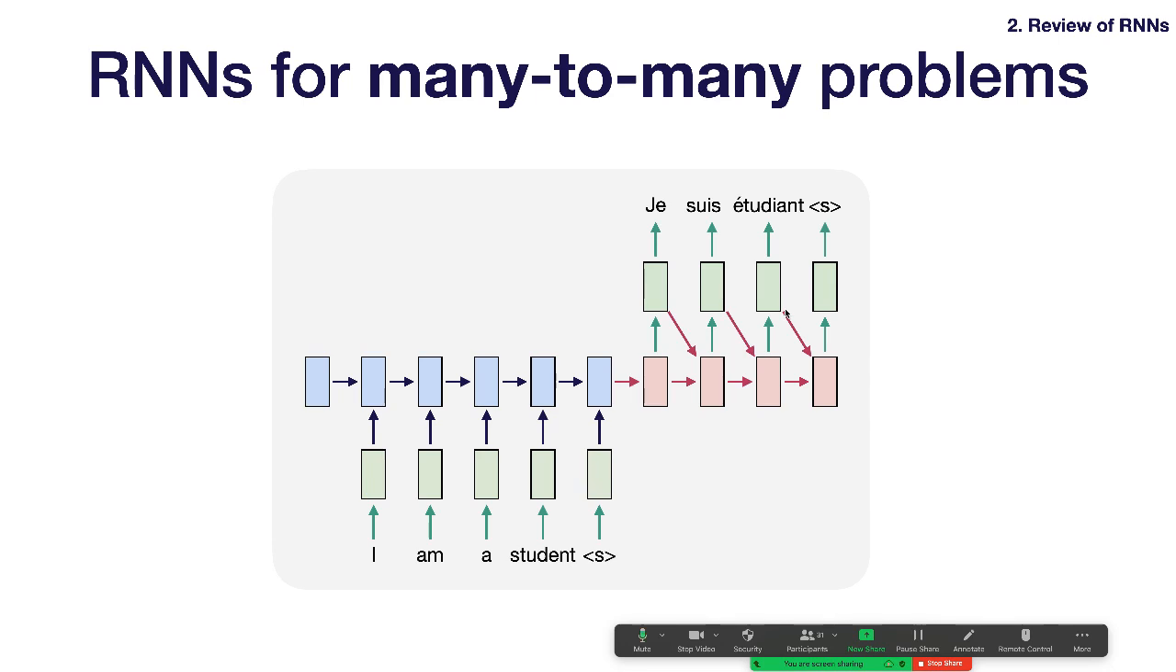So for the next few minutes, we'll talk about some of the challenges with using this type of architecture to solve translation problems. And we'll talk about some of the ways that people have improved on recurrent neural networks to address those problems.